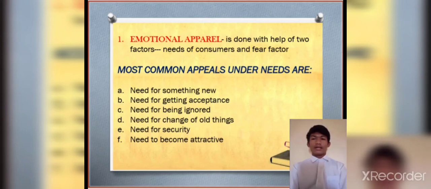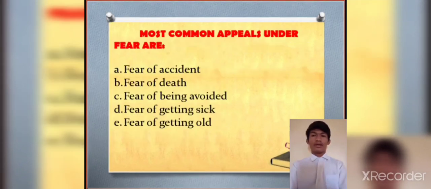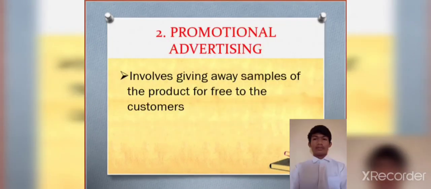Most common appeals under needs are need for something new, need for getting acceptance, need for being ignored, need for change of old things, need for security, need to become attractive. Most common appeals under fear are fear of accident, fear of death, fear of being avoided, fear of getting sick, fear of getting old.